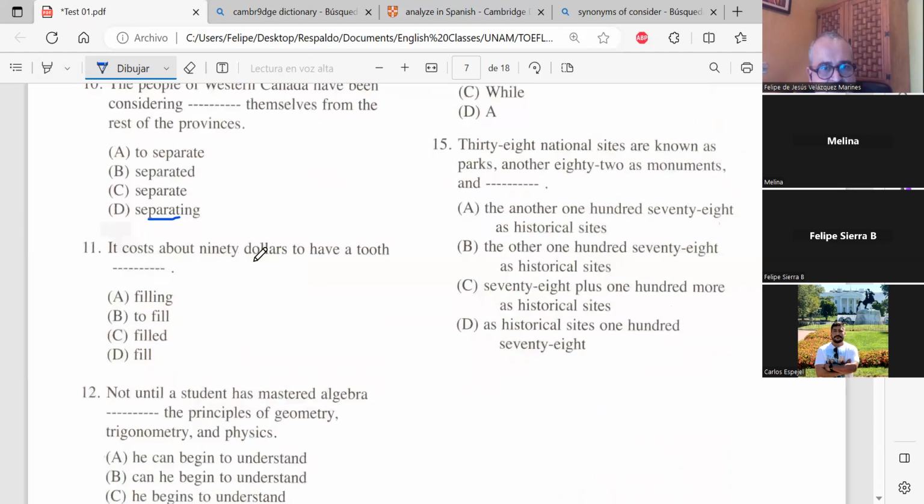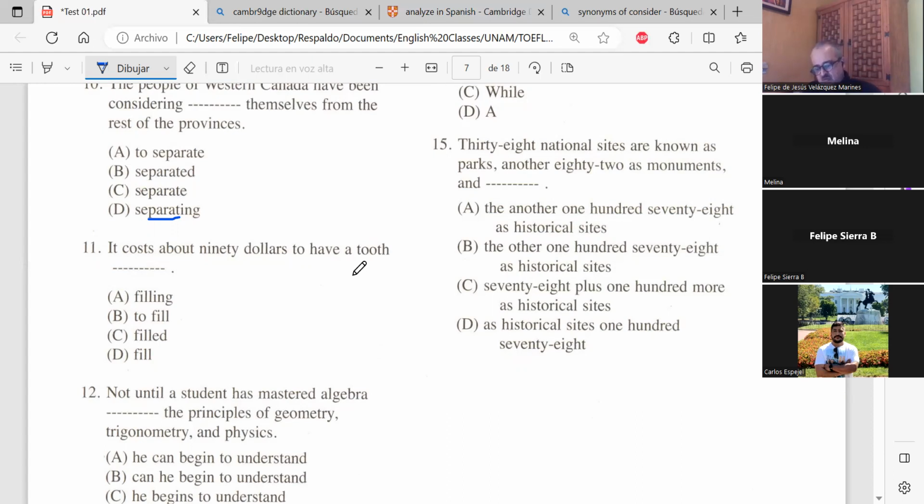Okay, it costs about $90 to have a tooth. Now, like my father used to say, that's why I became a teacher. My father always corrected me. I said, "Ay, mira, papá, me fui a cortar el cabello." "¿Te lo cortaste? Te lo cortaron." "Ay, me pinté las uñas," decía mamá. "Pero tú las pintaste, te las pintaron." So why? Because one thing is active and the other is passive. You do the action or you receive the action.